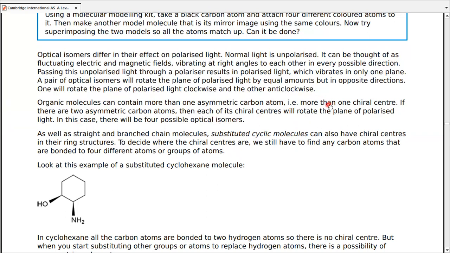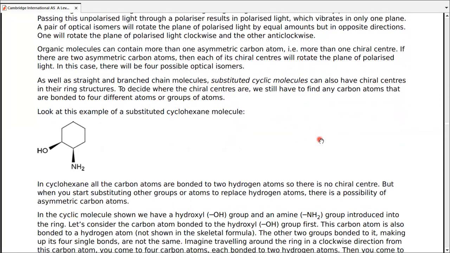So moving on, organic molecules can contain more than one asymmetric carbon atom, more than one chiral center. If there are two asymmetric carbon atoms, then each of the chiral centers will rotate the plane of polarized light. In this case, there would be four possible optical isomers. That's the possibility of 1,1, 1,2, 2,1, 2,2. All of those possibilities are there. As well as straight and branched chain molecules, substituted cyclic molecules also have chiral centers in their ring structures. To decide where the chiral centers are, we still have to find any carbon atoms that are bonded to four different atoms or groups of atoms.